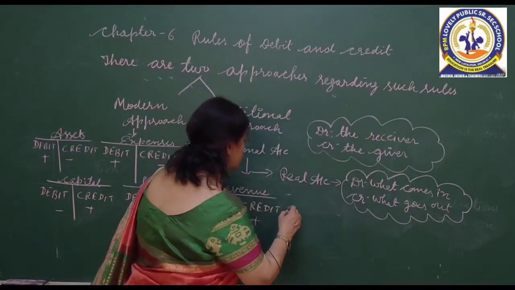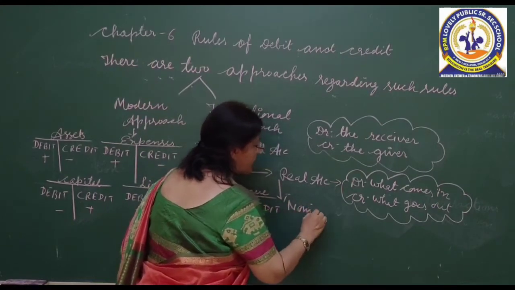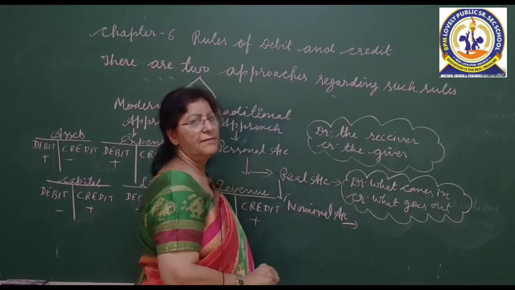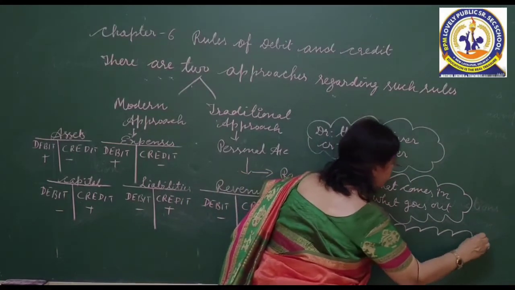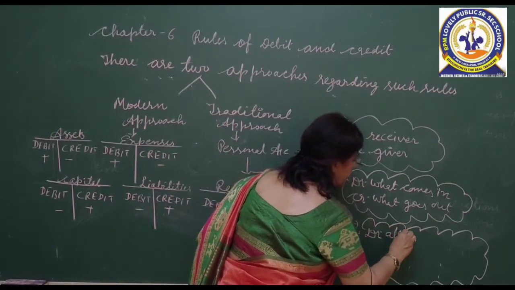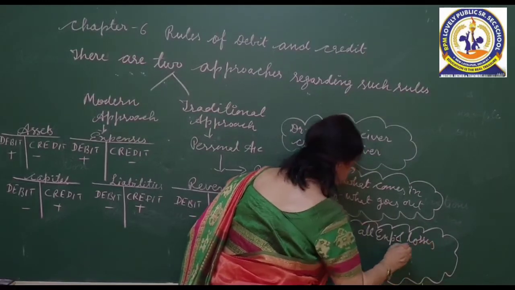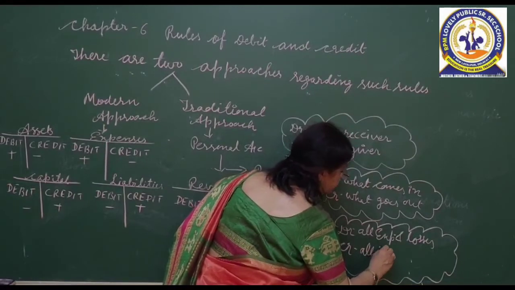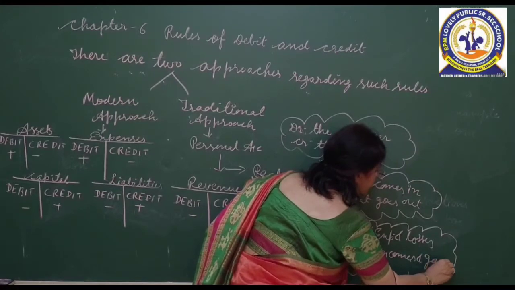Now last is nominal account. Nominal account belongs to all expenses, losses, income and gains. Nominal account says debit all expenses and losses, credit all incomes and gains.